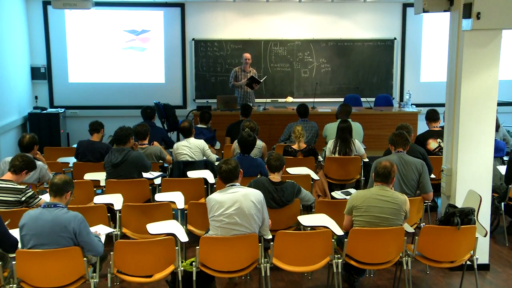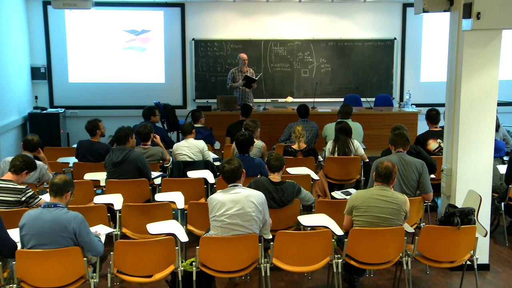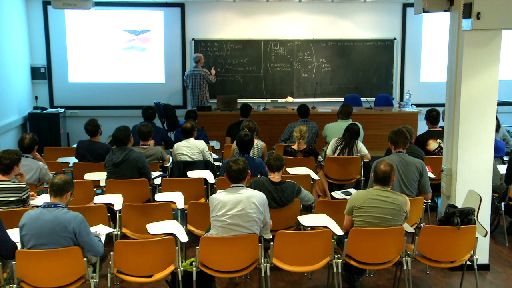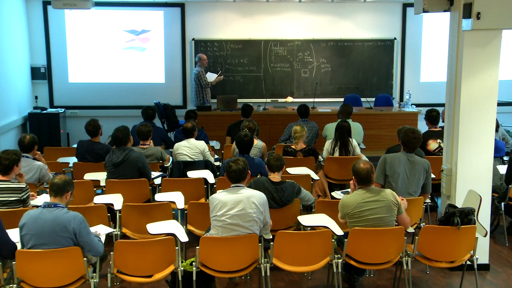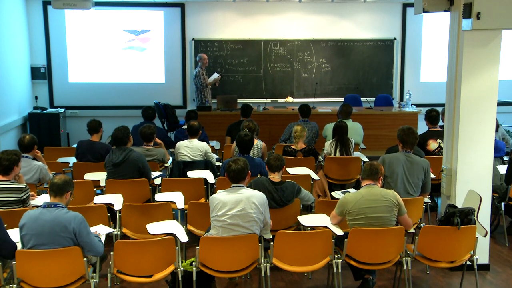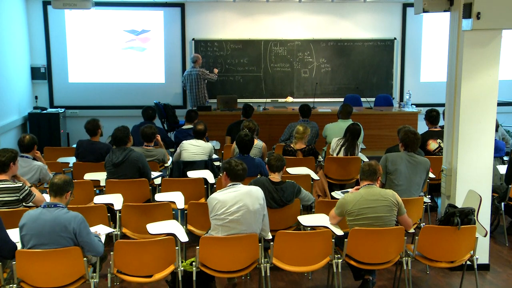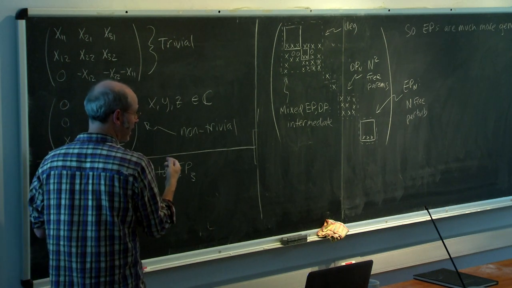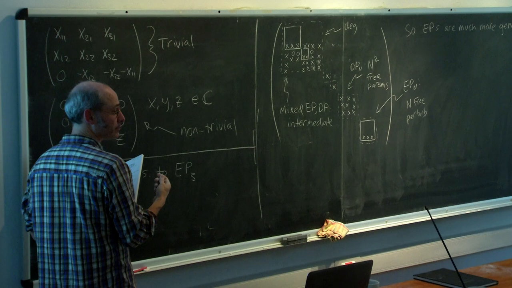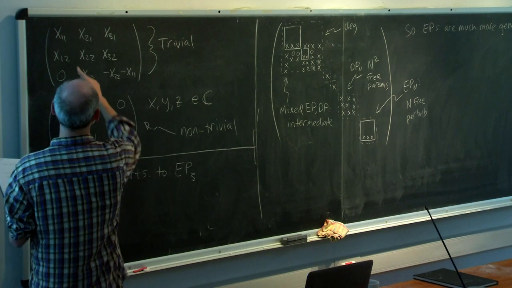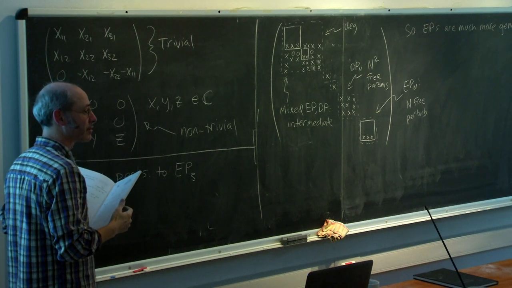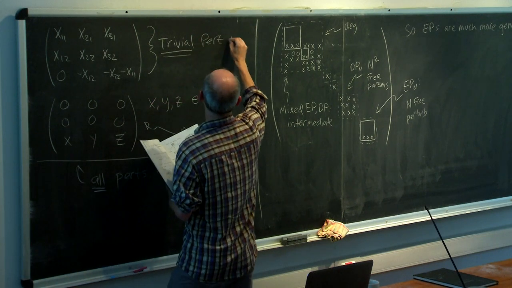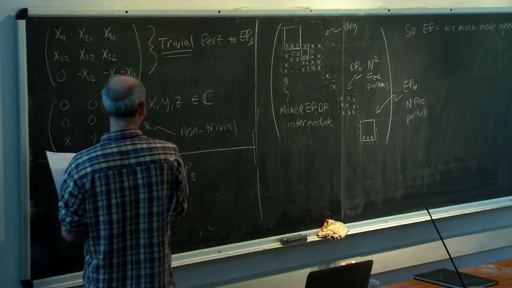Okay, so questions about this? No, this is a matrix which cannot be written as EP3 plus the commutator of EP3 with something. And so if I add this to EP3, that will give me a matrix whose spectrum is not EP3. And if I add a matrix of this form, I will get a spectrum that is still EP3. So that's what I meant by a trivial perturbation. And this is the non-trivial perturbation to EP3.